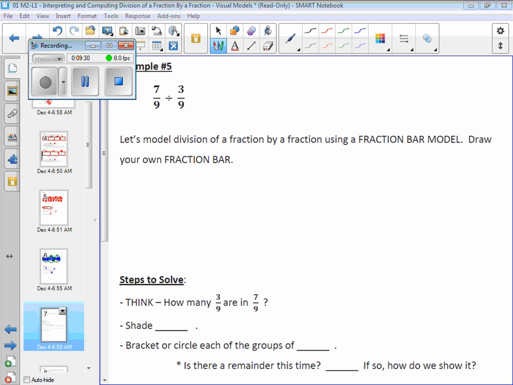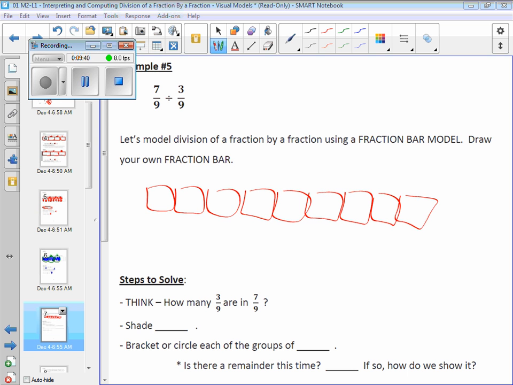How many boxes am I going to make in my fraction bar? 9. Okay. I'm going to shade how many? 7. Everybody was good up to that point. Yeah. Groups of? 3. Groups of? 3. How many groups of 3/9 are in 7/9?